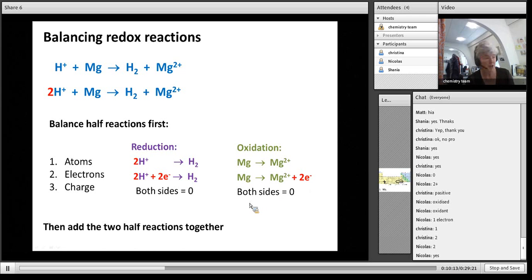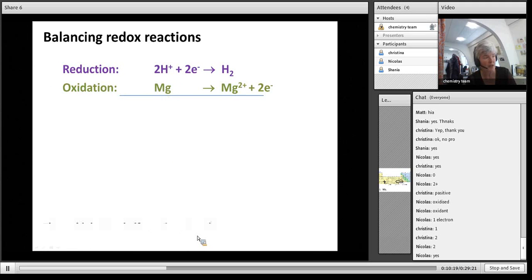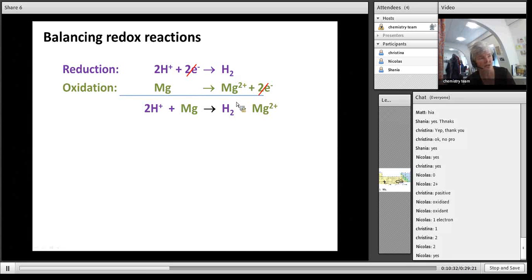So we'll look at examples of that. And when we've got that sorted, we simply add the two half reactions together. So in this particular case, my two electrons there cancel out those two electrons, and then I just add them. So 2H plus goes down, magnesium goes down, that's cancelled, my H2 goes down, my Mg2 plus goes down. So this is my full equation.